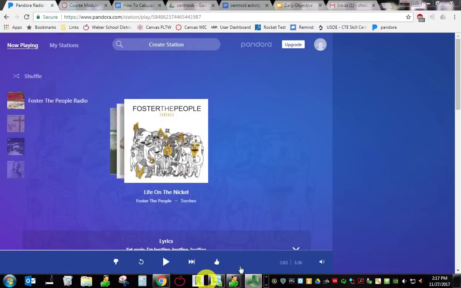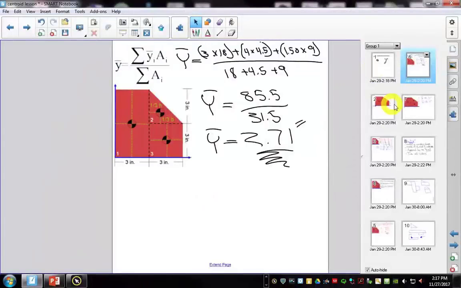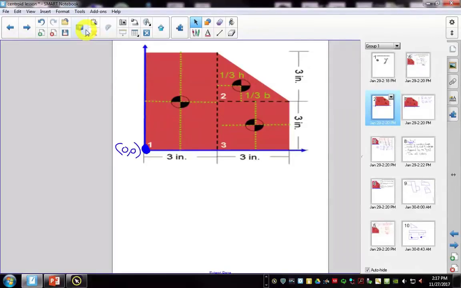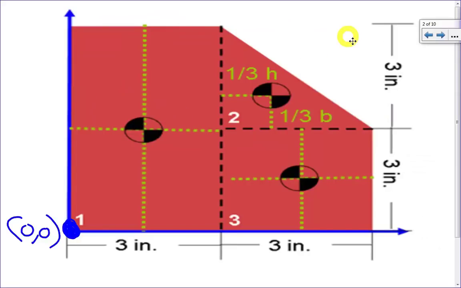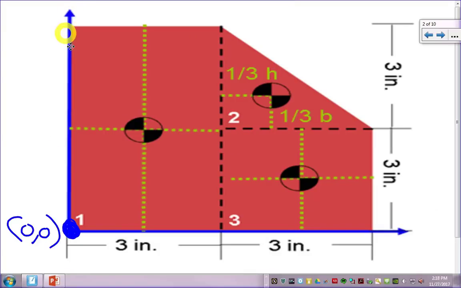Let's see what we got. Alright. Go ahead and copy this shape. What I want you to notice as you're sketching is that this is broken up into 3 shapes. Shape 1 is this rectangle, shape 2 is this triangle, and shape 3 is this square. And I also want you to recognize, like on the coordinate system, this is the point of origin, or what we might call point 0, 0.